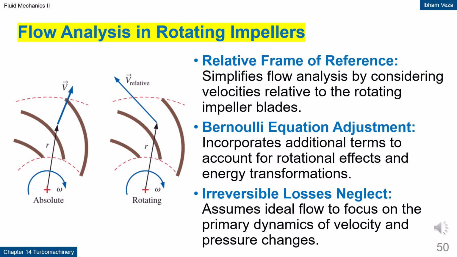The analysis is performed in a reference frame relative to the rotating impeller. The Bernoulli equation is modified to include rotational effects and energy transfer. In this ideal approach, irreversible losses are neglected at first. The goal is to understand the main mechanisms of pressure and velocity change. This approach forms the basis before introducing real loss corrections.